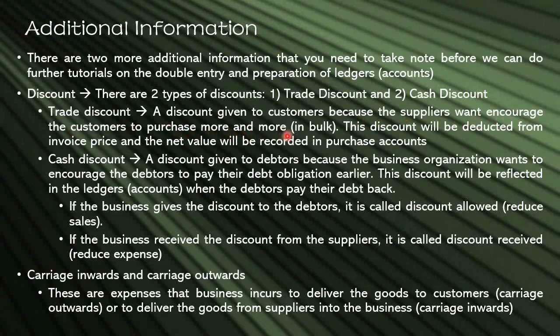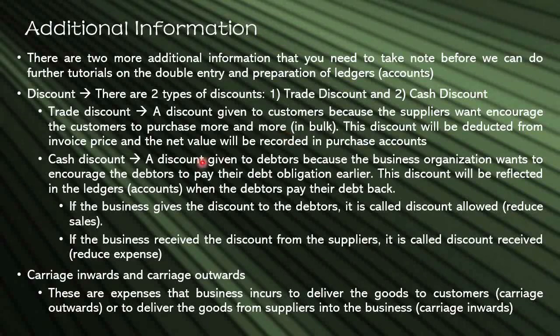or in bulk. Okay, ini macam kira macam beli satu RM10, beli tiga RM25. The more you purchase, the lesser you have to pay in total. So this discount will be deducted from the invoice price and then the net value will be recorded in the purchase account. So kita takkan record debit purchases RM30. Kita akan record debit purchases RM25 terus. Okay, we just take the net value and be done with it.